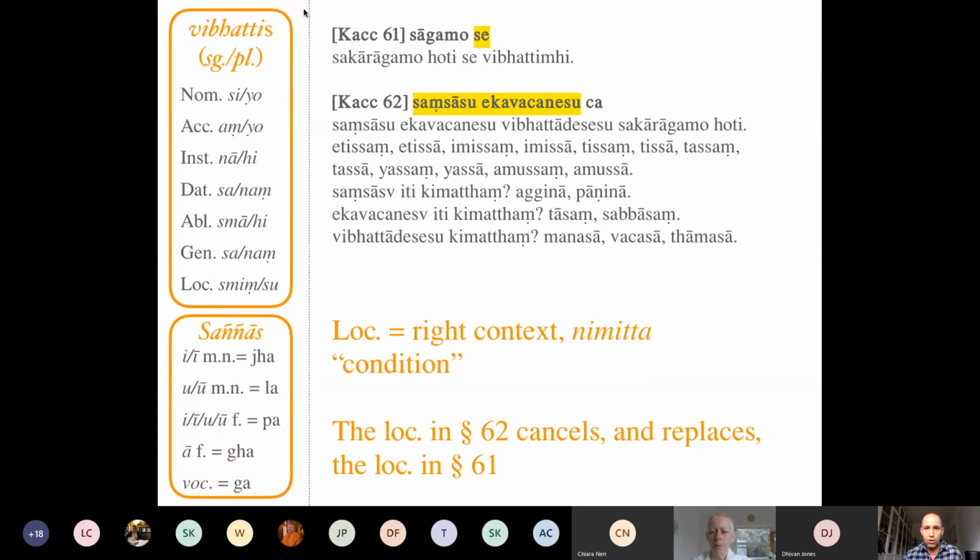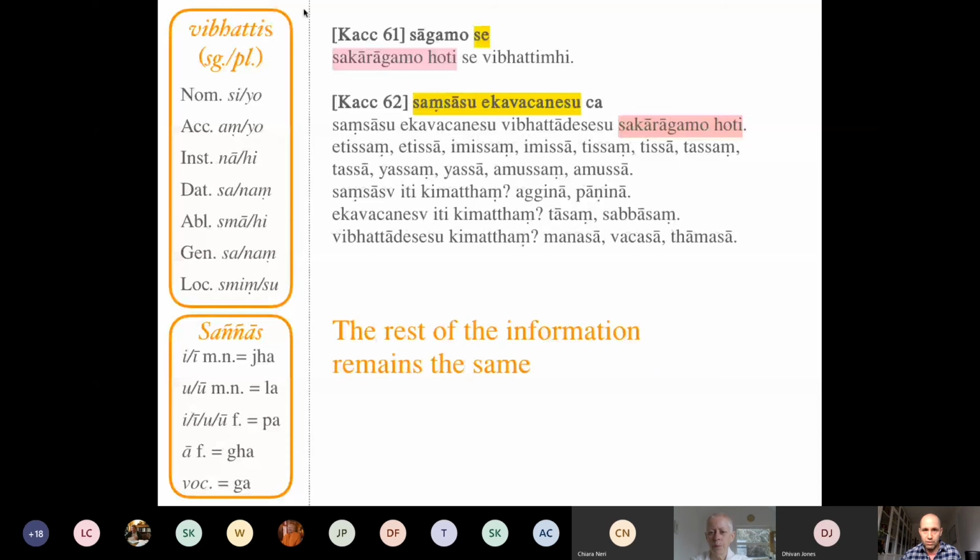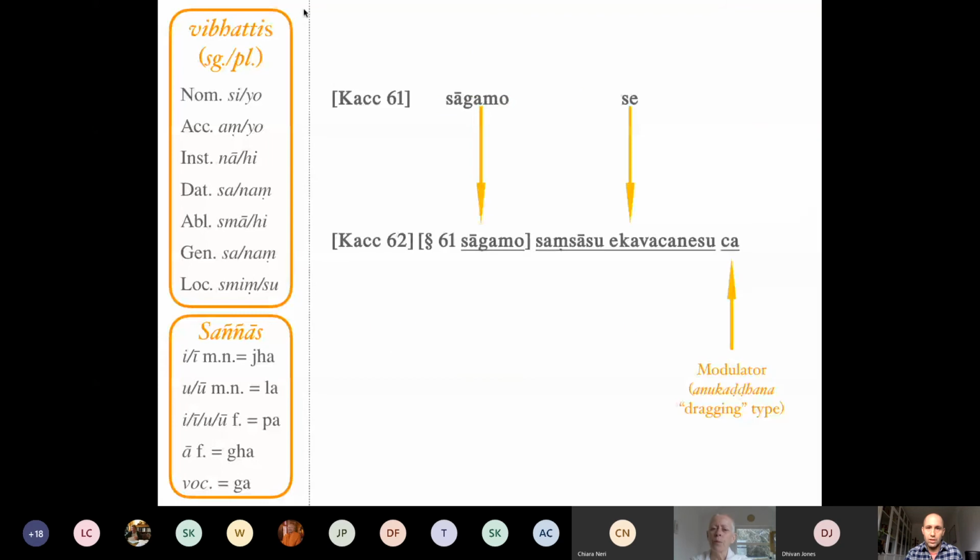So you can see that one locative has cancelled the other one. So saṃsasu ekavacanesu has cancelled se. So in rule 62, you no longer read se. But the sakāragamo from rule 61 has not been cancelled. So you have to read it again. And that's what you find. Sakāragamo hoti, you read it again. This is from 61. It has not been cancelled, it recurs. That's the rule. So sakāragamo in 61 recurs again in 62.